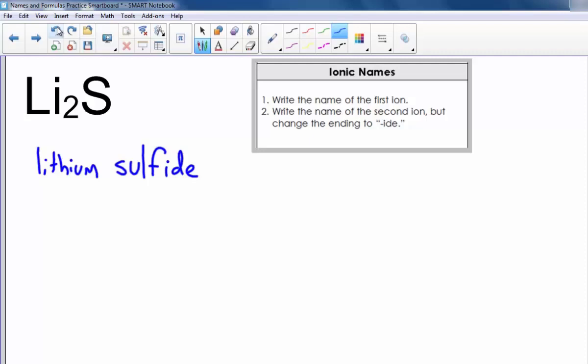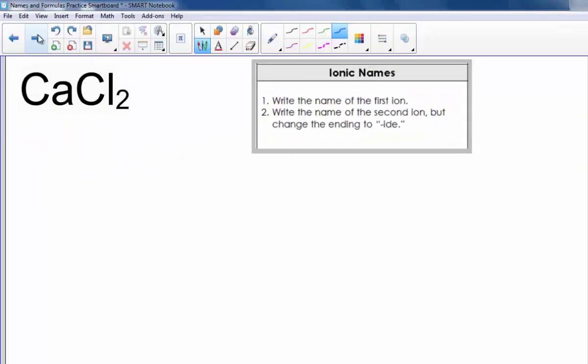So let's do the last one in this section, and that's CaCl2. And looking on the periodic table, Ca, that's calcium. And then Cl, we already know from this practice, is chlorine. And so I'll write it and change the ending of the second one to IDE. And we have calcium chloride. And so that's it for the first four problems on this part of the page.